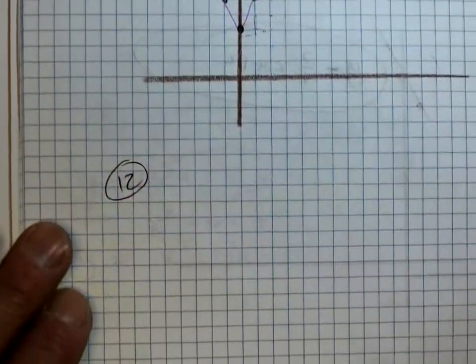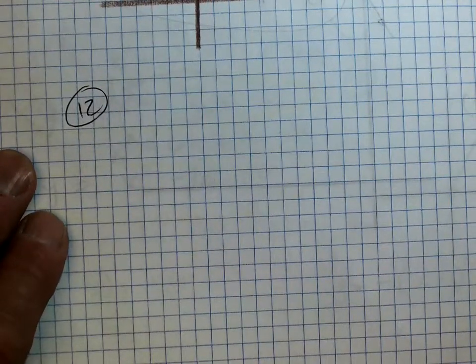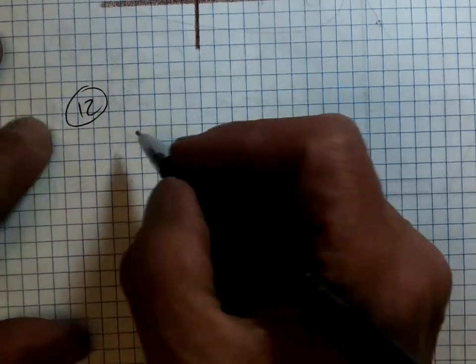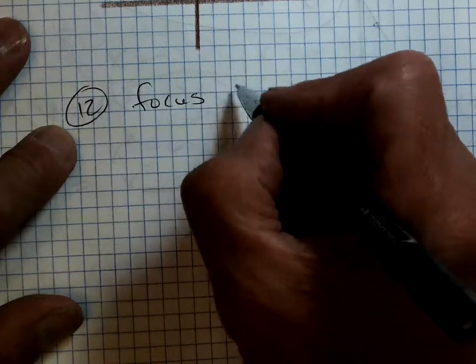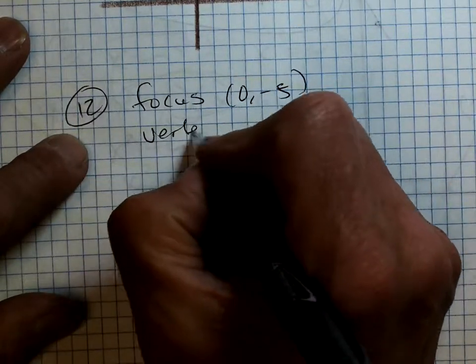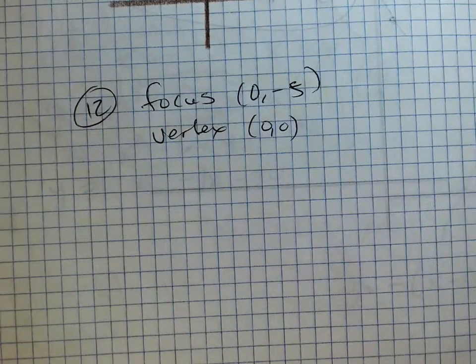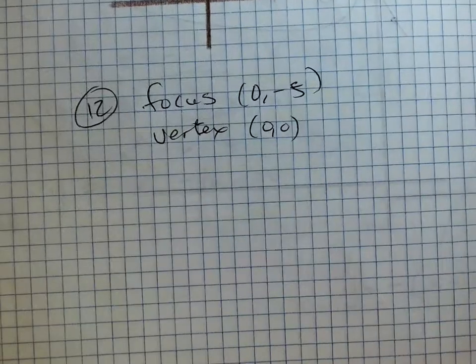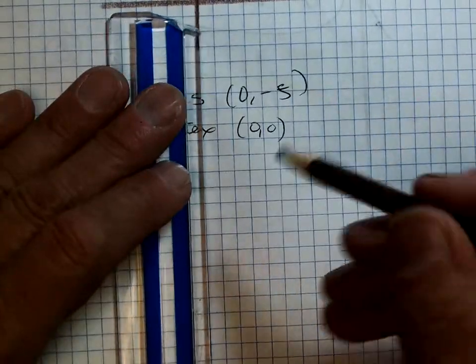Okay, number 12. All right, we're getting into our weird little things with the focus and the directrix. But we can do this, no problem. Okay, number 12. So the focus is at 0, negative 5, and the vertex is at 0, 0. Okay, let's graph it first, right? Let's graph it first. Alright, graph this.